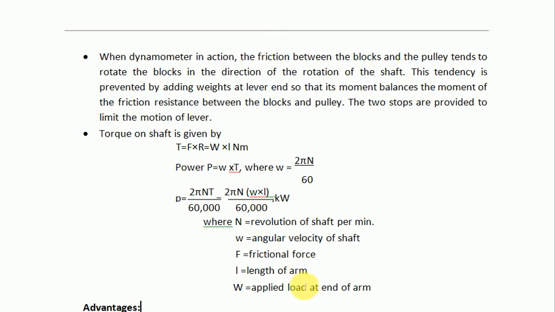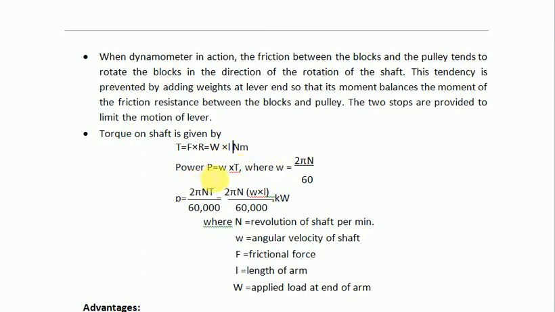So here is the formula to find out the torque. Torque is equal to the force into R. Now here F is equal to W, and R, the length from the center of the shaft, is equal to L.